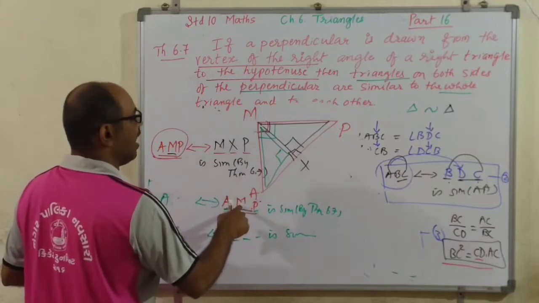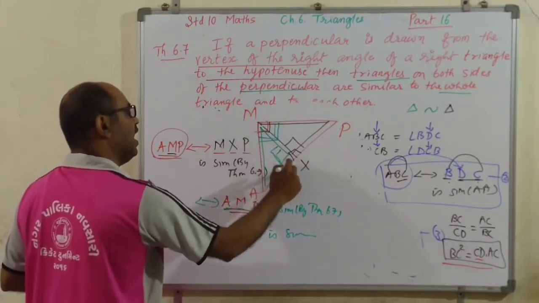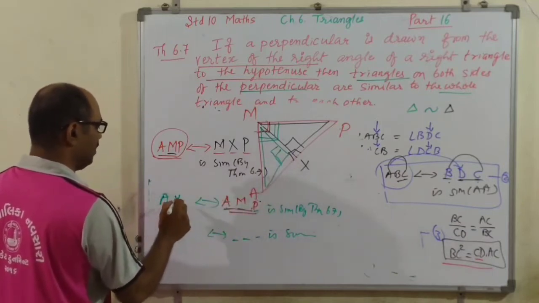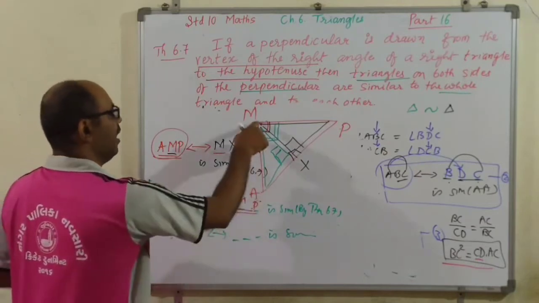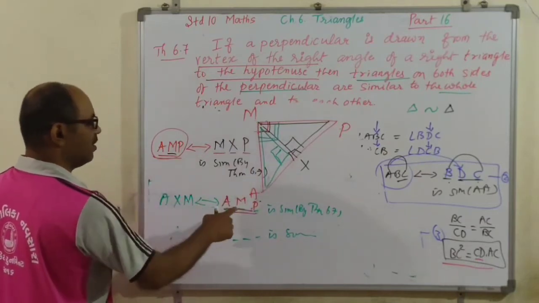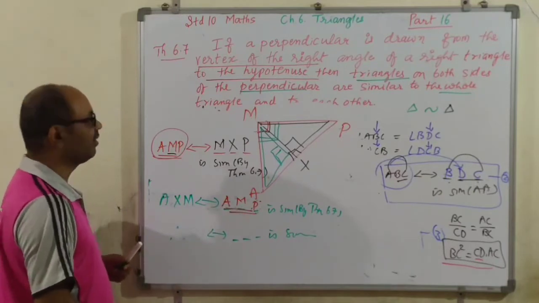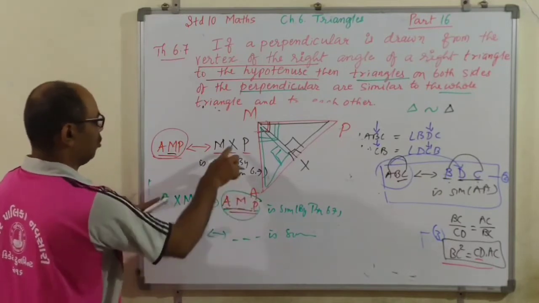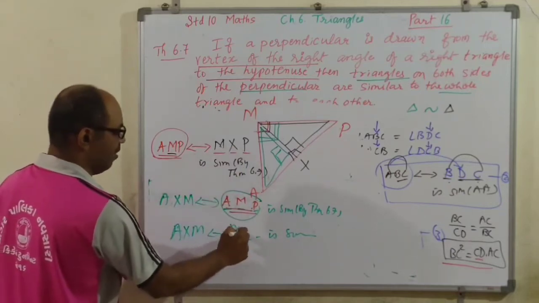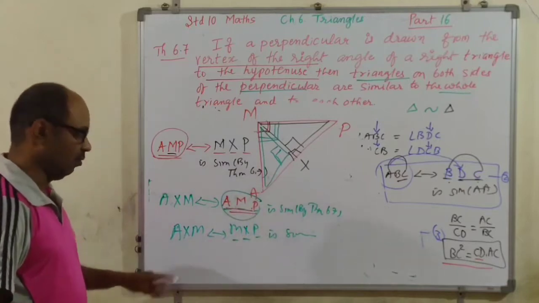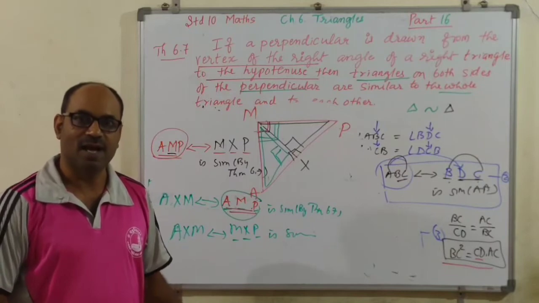Red M is right angle and green X is right angle. So in between, X, green A and red A, so A corresponds to X and the left out is M. So now you can say AXM corresponds to AMP is a similarity. These two are the same, see, so directly you can write AXM corresponds to MXP is a similarity. To get that correspondence. Alright, so these are the results.